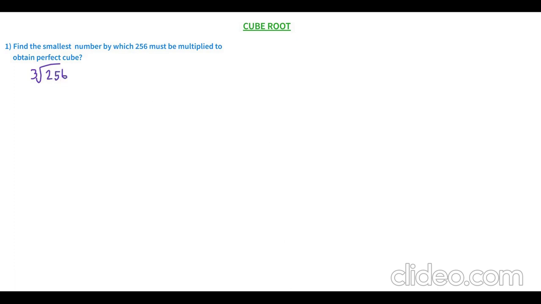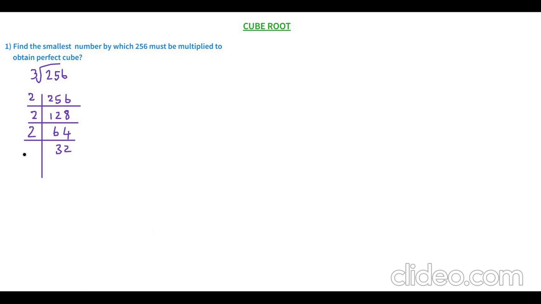As we all know, we will be doing the prime factorization method to find the cube root of 256. 256 is an even number, so we will divide it by 2. Usually we will always start with the smallest prime number. 256 divided by 2, we get 128. 128 is again an even number, so it is divisible by 2, and we get 64. And 64 is again an even number, so this will also be divisible by 2. So we get 32.